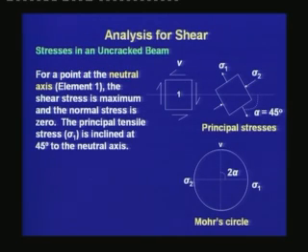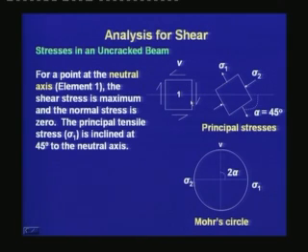For a point in the neutral axis, which we are representing by the element 1, the shear stress is maximum and the normal stress is 0. That means, when we are considering this small element at the neutral axis, the shear stress V is maximum and generates a two-dimensional stress field, whereas there is no normal stress at the neutral axis.